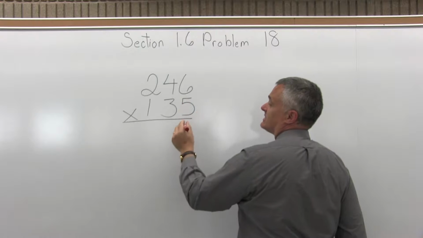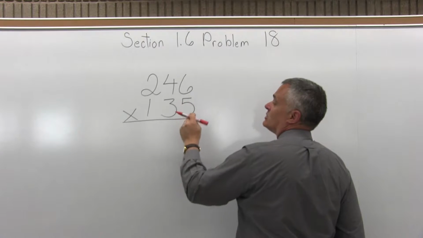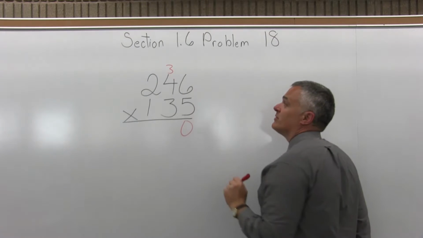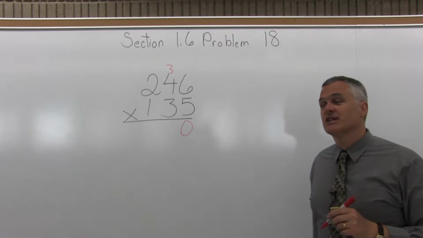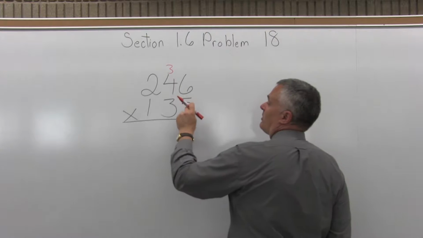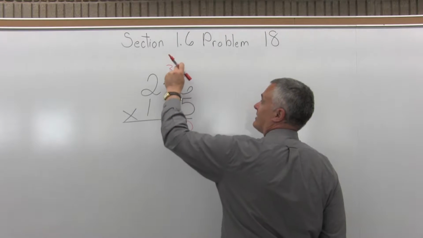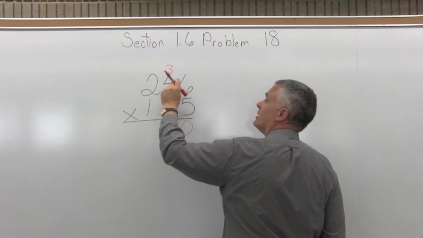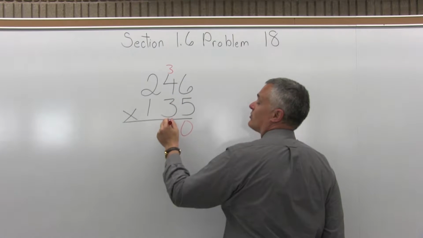So 5 times 6 is 30. Put the 0 from the 30 under the 5. Take the 3 from the 30 and carry it to the top of the next column over to the left. Now we'll multiply 5 times 4 and add the 3 that we carried from the previous multiplication. 5 times 4 is 20. 20 plus 3 more is 23.